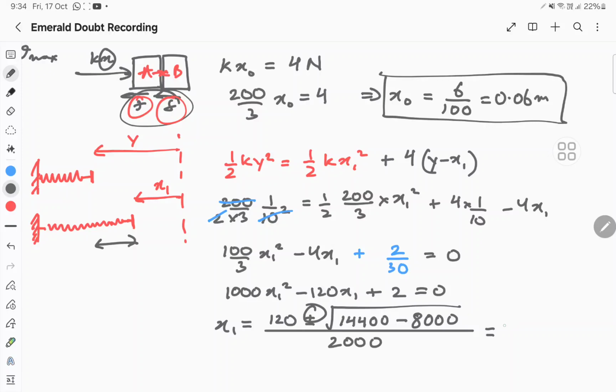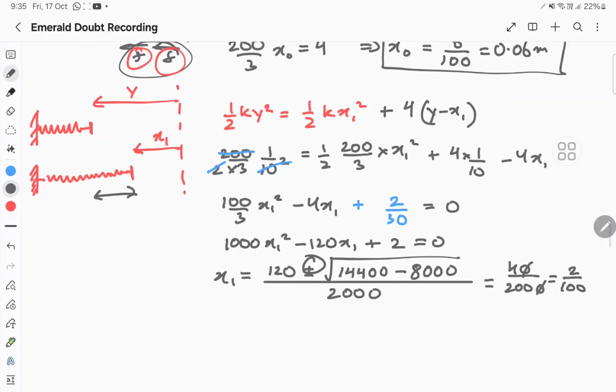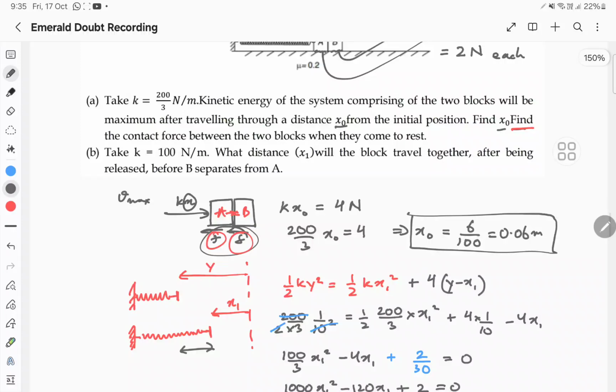So you have 120 minus 80, which straight away I'll write as 40 divided by 2000, or it is 2 divided by 100. So it's 0.02 meter, at which we find the contact force between the blocks when they come to rest. There is a position when they have come to rest.